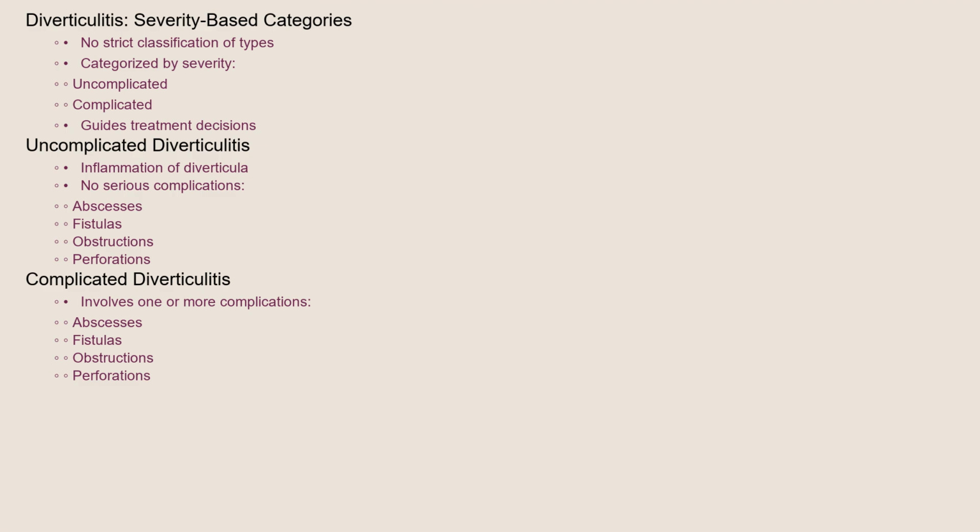While diverticulitis isn't strictly classified into types, it is often categorized by its severity: uncomplicated or complicated. Uncomplicated diverticulitis involves inflammation of the diverticula without any serious complications like abscesses, fistulas, obstructions, or perforations. Complicated diverticulitis, on the other hand, involves one or more of these complications. The distinction is critical because it guides treatment decisions.